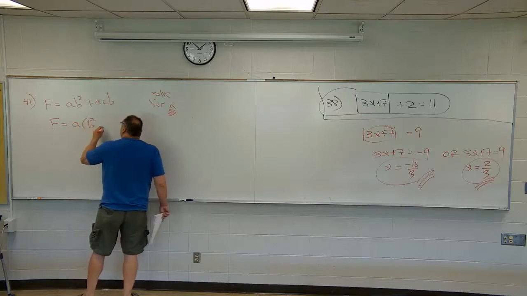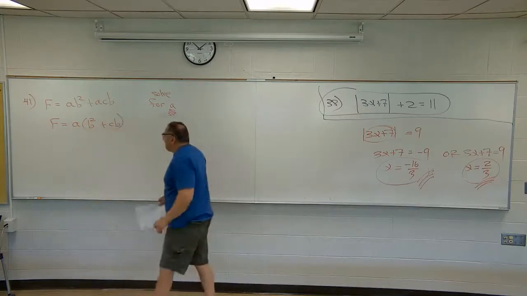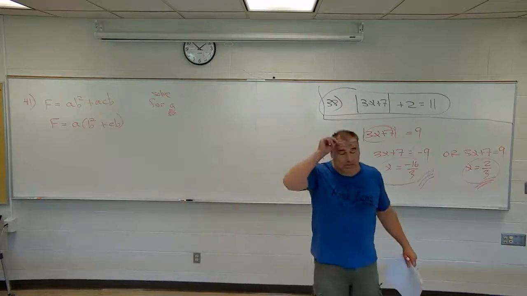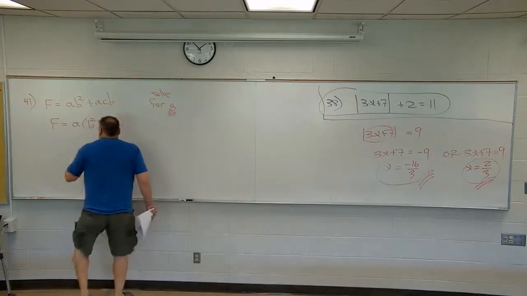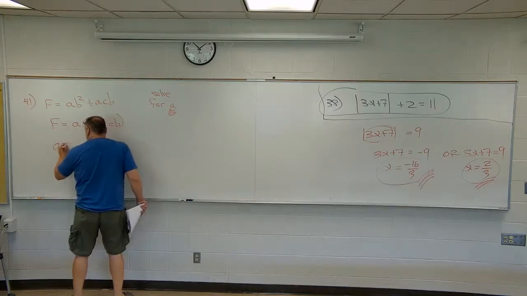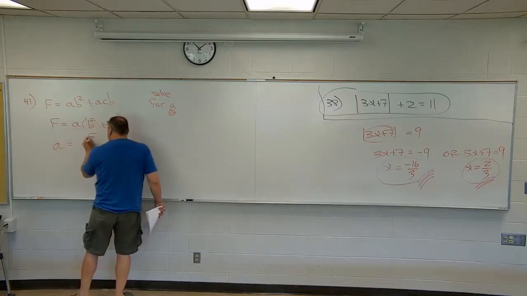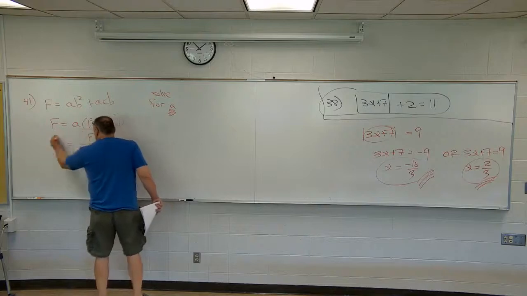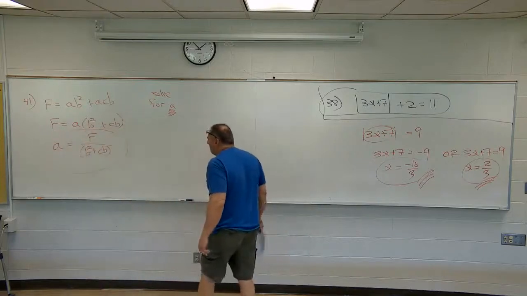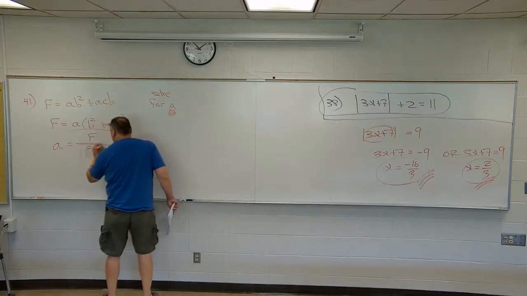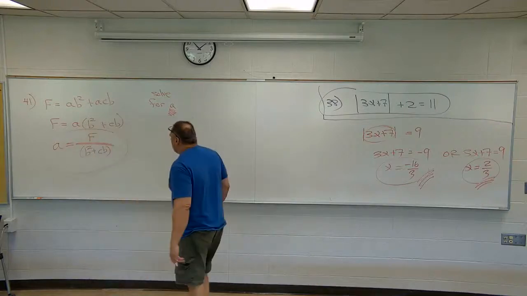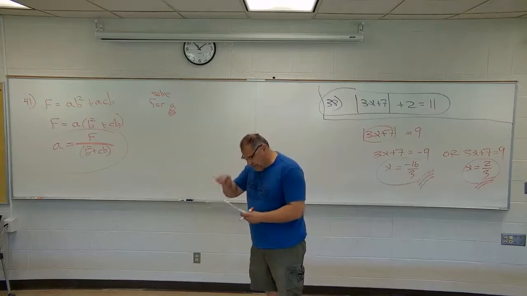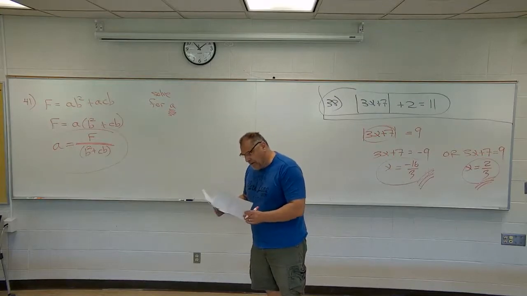In plain English, factor the A from the right side. Factor the A from the right side. Divide this quantity into F and you're done. And there it is. It's very similar processes here for a lot of what's going on, guys.